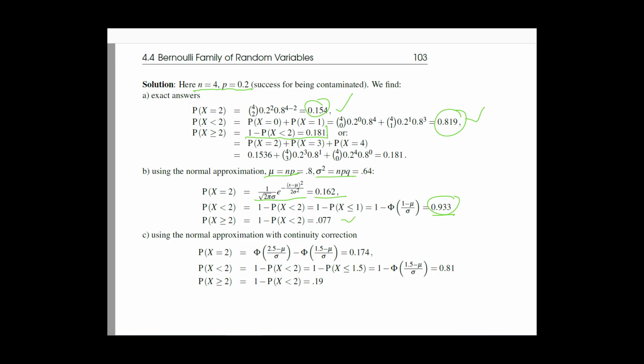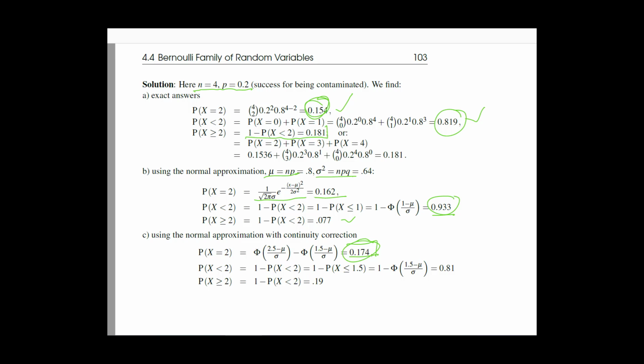Now, with continuity, we use the formulas that we just saw. So x equal 2 is the band between 2.5 and 1.5. And now we get a much better approximation. No, actually it's worse. 0.15 is the exact value, and the approximation with continuity for a single point is not as good as in part B. But the other one is much better.